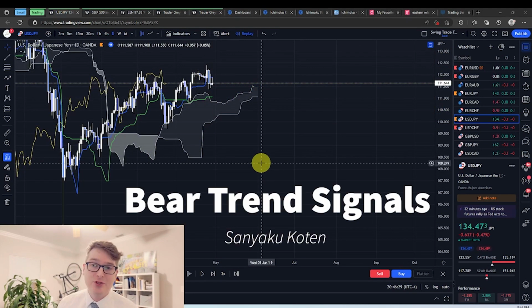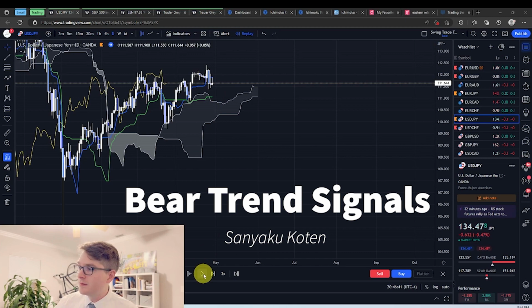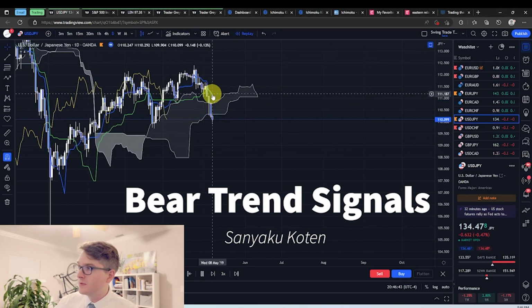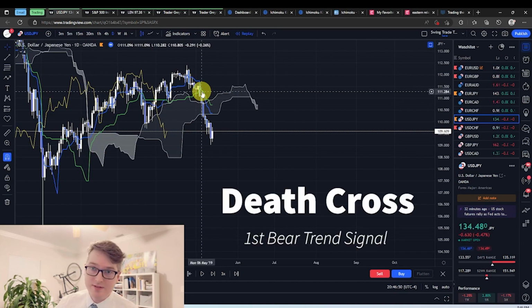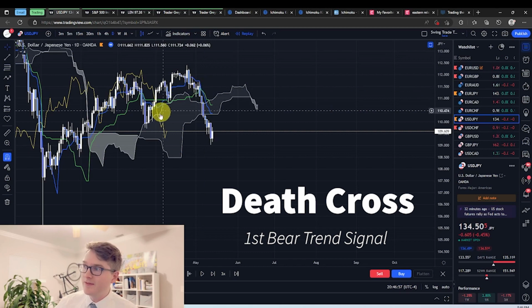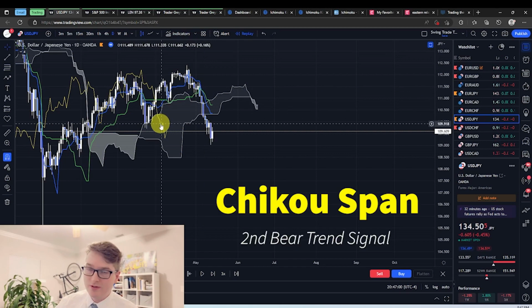Okay guys, now I'm going to show you the Sanyaku Kouten signals, or trend signals, but now going in the bearish direction. So let's use the chart replay again, and let's take a look. Okay, boom. Let me pause real quick. Here we see the death cross. This is called a death cross, and that's when the Kijun-sen crosses over the Tenkan-sen, which is the blue line and the green line. And then we also have the Chikou span here below the candles, which is our second signal that we talked about.